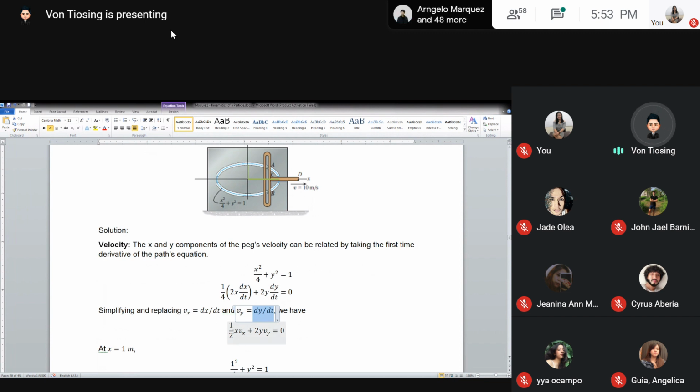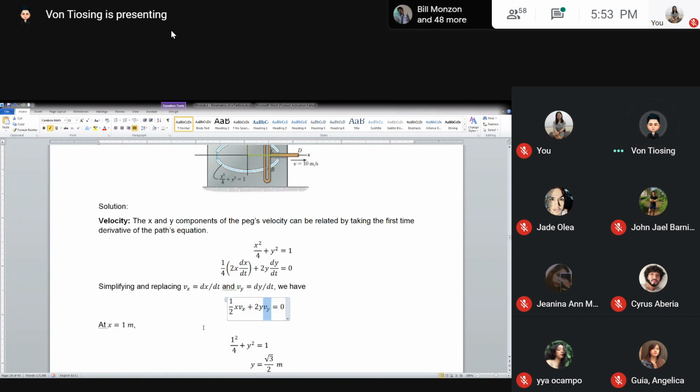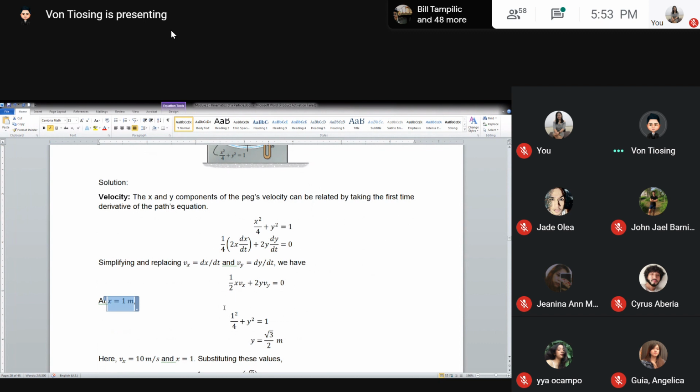Okay, so we have what? The relationship between vx and vy are as follows. Okay, before that, kailangan natin ng value ng y. So, kapag yung x natin ay 1 meter, okay, substitute natin, no? So, x squared na 1 over 4 plus y squared equal to 1. So, y is equal to what? Square root of 3 over 2. No? So, 1 minus 1/4 is 3/4. So, square root of 3 over 2.